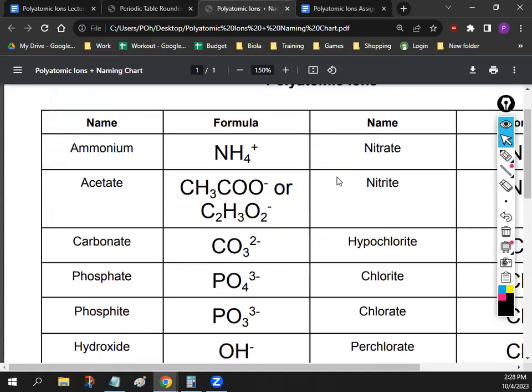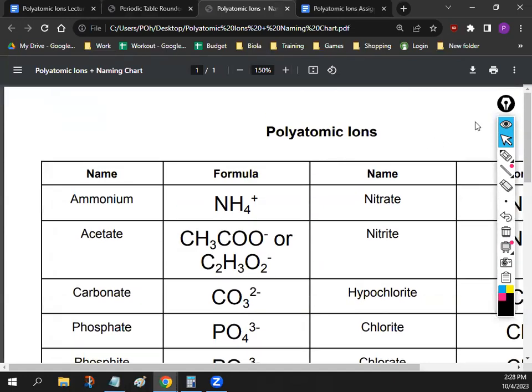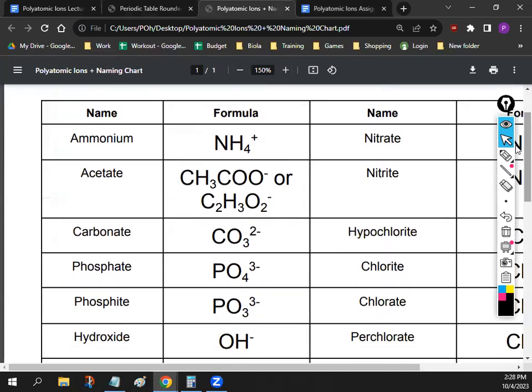So if we take a look at this top part, these are polyatomic ions. And if you guys notice, all of these have a positive or negative charge, right? Ammonium right here has a +1 charge. Carbonate has a -2 charge. Phosphate is -3. You guys can all see that, right? So these are molecules that, when you put them together, have a positive or negative charge.